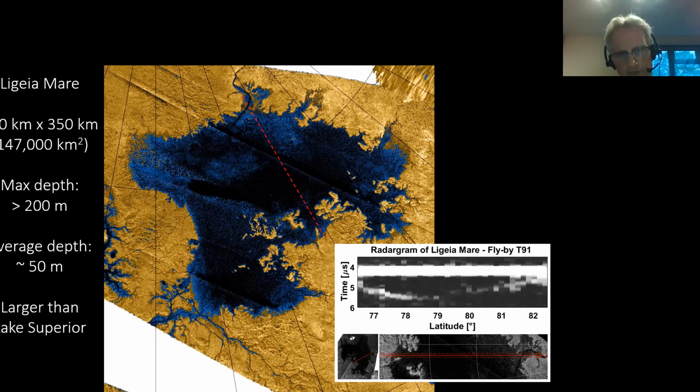And effectively, this radargram that you see on the bottom right, in the upper panel, you see a thick horizontal line. That horizontal line is the reflection of the radio waves from the surface of the lake along the red dashed line that you see in the image across the lake. But the lower curve, more astonishingly, is the actual profile of the bottom of the lake.